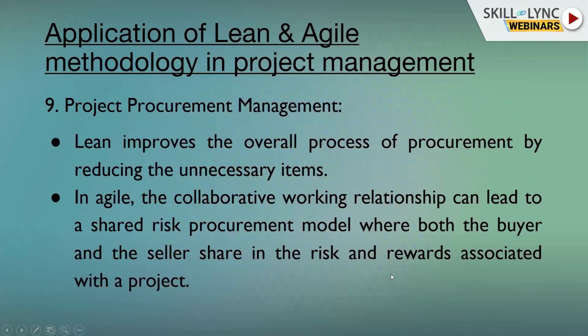Coming to the next one, that is the ninth knowledge area, project procurement management. Lean improves the overall processes of procurement by reducing unnecessary items, thereby reducing unnecessary inventory and related storing costs. In agile environments, specific sellers may be used to extend the team. This collaborative working relationship can lead to a shared risk procurement model where both the buyer and the seller share in the risks and rewards associated with a project.